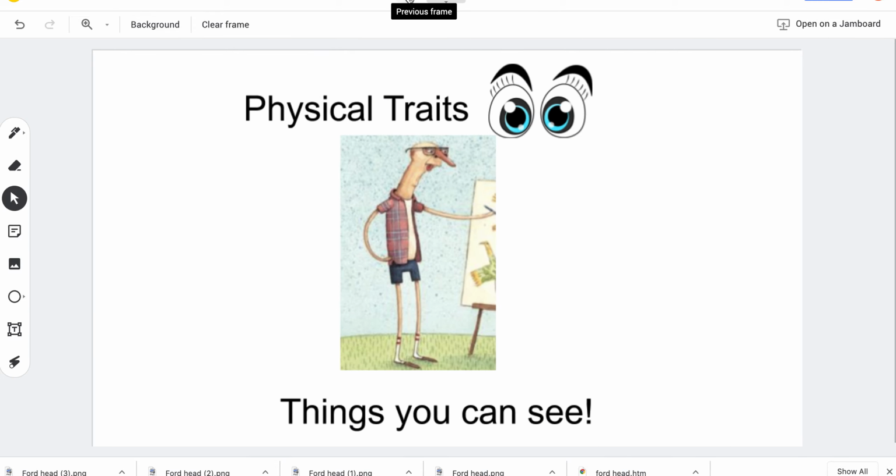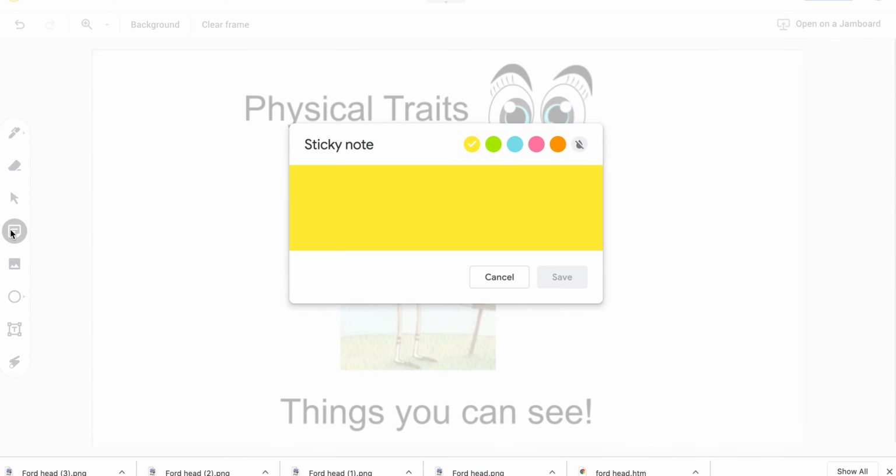Physical traits are really easy because they're things that we can see. So I can see a lot of things about old man Fulquire in this picture. So it's literally just anything that we can see. So I'm going to add some things that we can see. I can see that he has skinny arms, right? Save that one. I can see that he has a big nose.